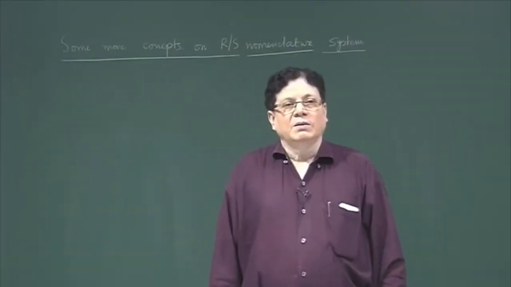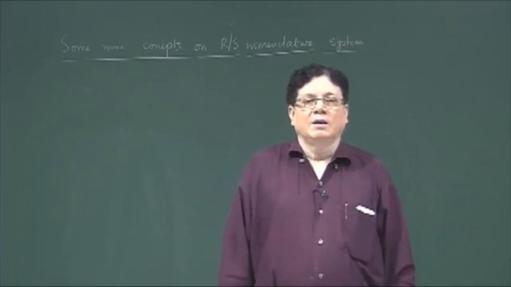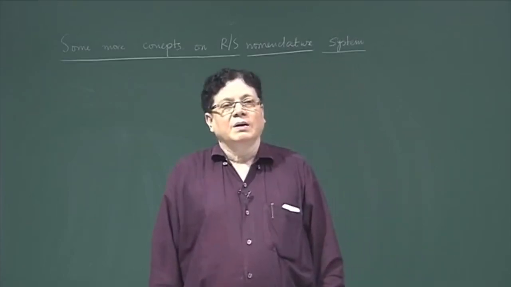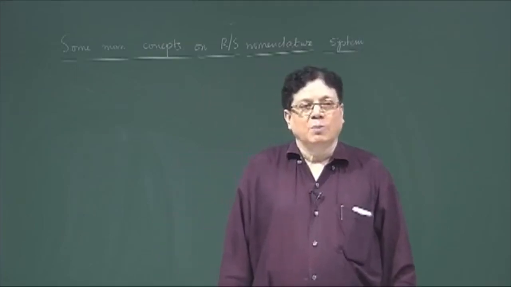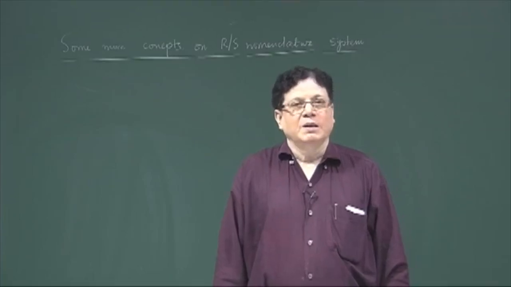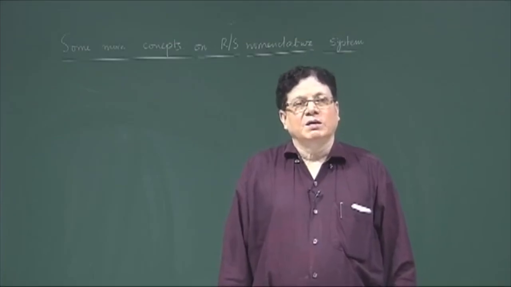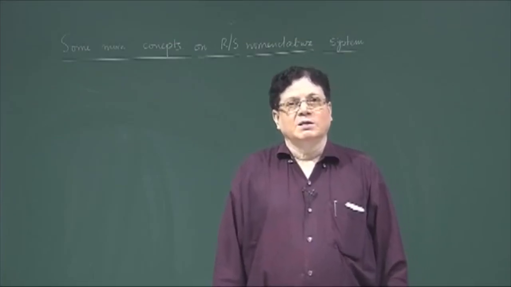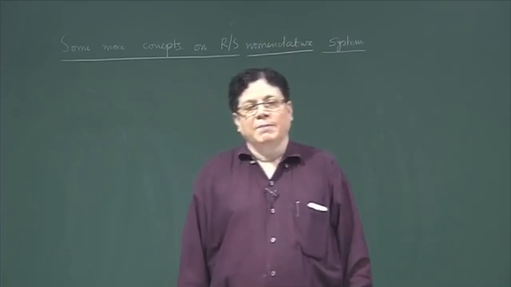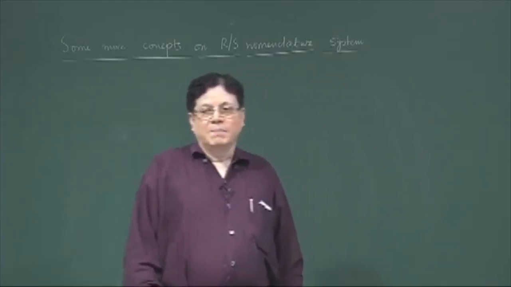In my last lecture, I gave you the concept of absolute configuration, how to assign absolute configuration to a stereogenic center, and the nomenclature system that was earlier used was capital D, capital L, that is the DL system, which was later on replaced by a more robust, universal system, which is called the RS nomenclature system or the Cahn-Ingold-Prelog system, CIP system. Now, some more concepts on this RS nomenclature system.